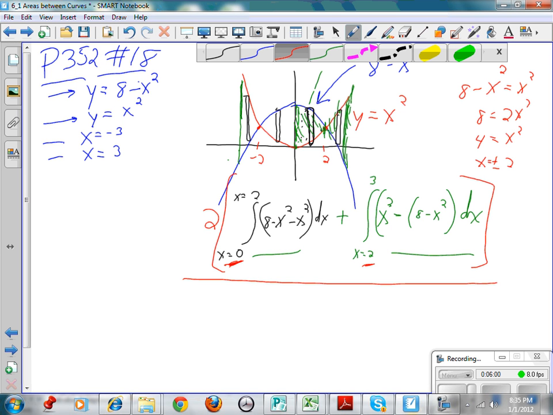Again, what made this problem interesting? Well, first of all, we used symmetry to cut the problem in half. We only found the area over here, and we multiplied it by 2. The other thing was that the height of the rectangle changed. The height of the rectangle from 0 to 2 was the blue curve minus the red curve here, but from 2 to 3 it changed. All right, so be aware of that. Okay.